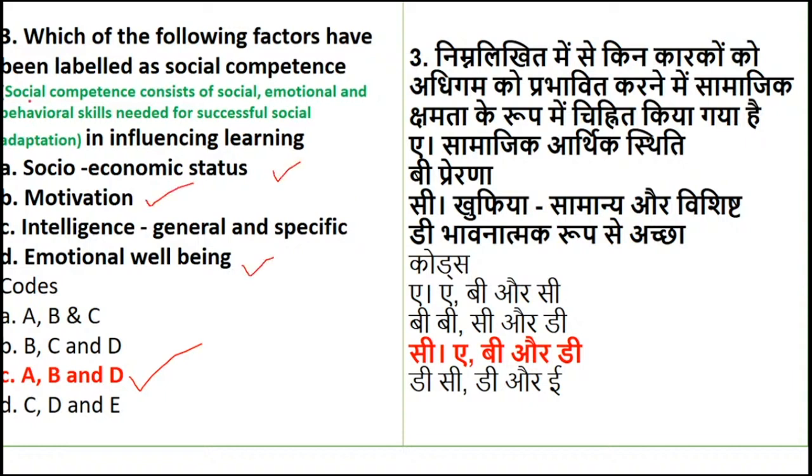Now why I have written over here very well. Social competency consists of social, emotional and behavioral skills for social adaptation. So wherein socio-economic status, we can say motivation, yes, motivation is a behavioral skill, emotional well-being is a behavioral skill, and basically the skills are taught for social adaptation so that the child adapts to the social environment. Intelligence is not a social competency. Now those who have made the mistake, is it clear with you what is social competency, or do you have a doubt?